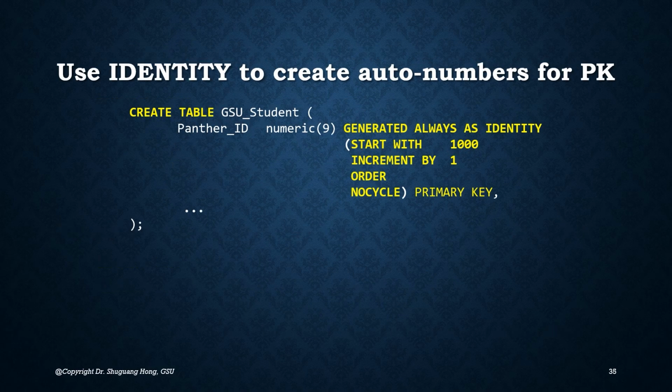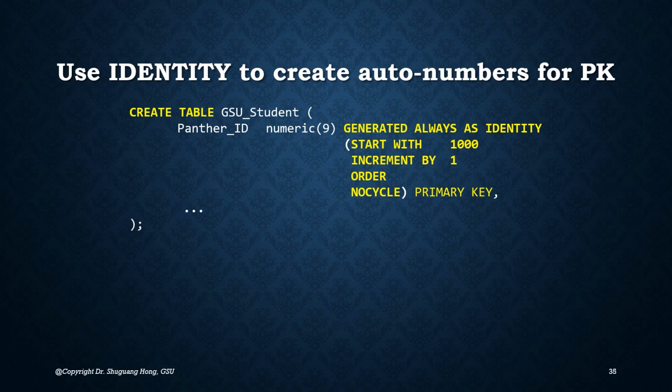Use the identity field type to create AutoNumber primary key. The values of a primary key may be a set of numeric numbers with no application-specific meaning. Examples of such primary keys include the Panther ID of GSU students and the CRN numbers of classes. Such primary keys require only unique key values.